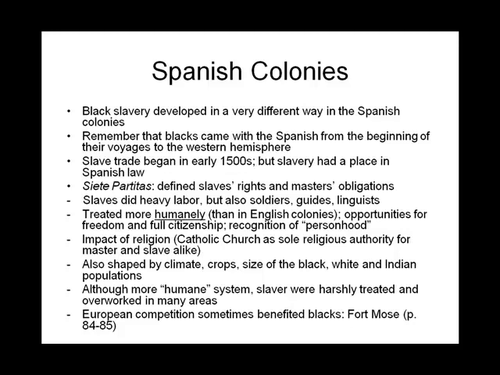Again, it's described as a more humane system, but slavery could be harsh. Slaves were treated very poorly in some places, overworked in areas. And there's also European competition in the Spanish colonies that sometimes tended to benefit the blacks. A good example of this in chapter 4 is the description of Fort Mose. Fort Mose was the first black town in North America.